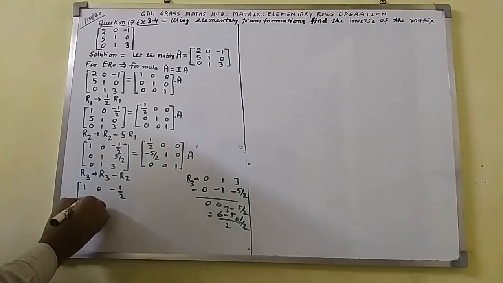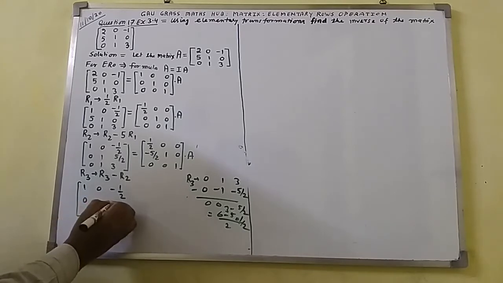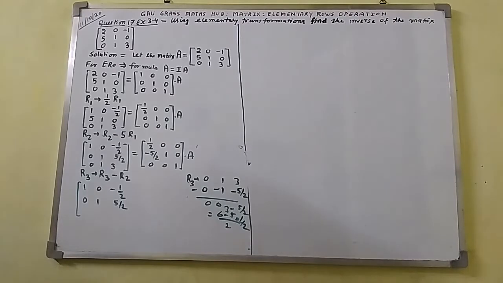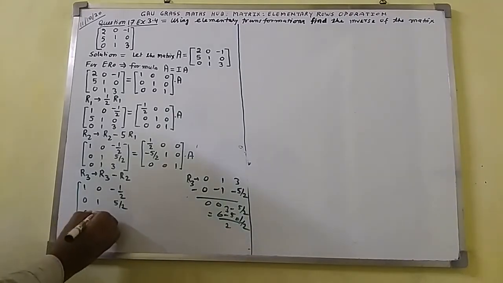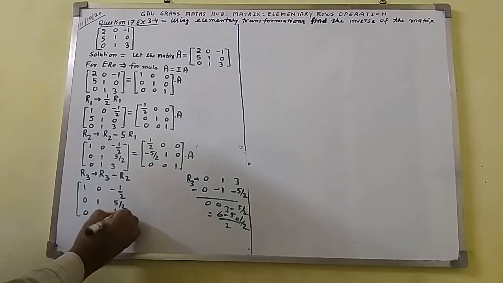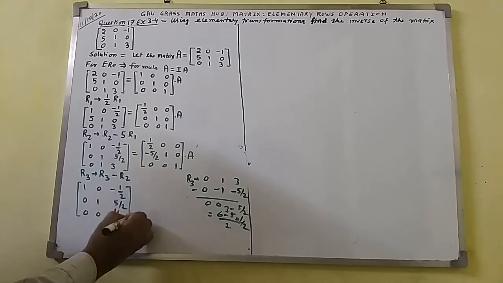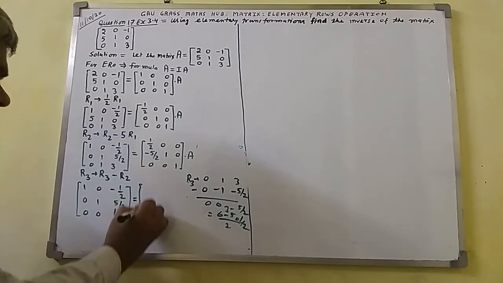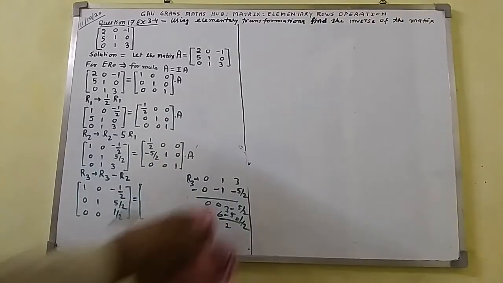Here the elements of the second row will be written as it is: 0 1 5 over 2. And the elements of the third row I shall write here: 0 0 1 over 2. Closing of the square bracket will be done here. Okay. Now write this one.